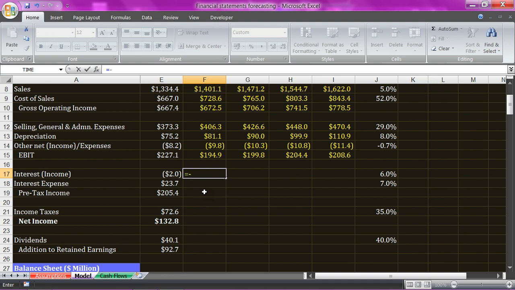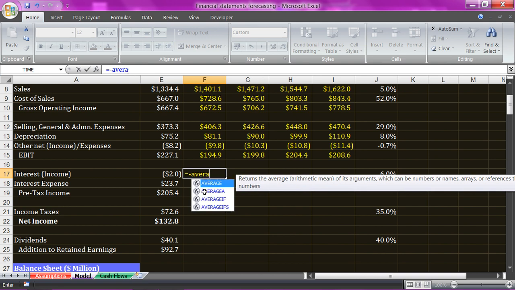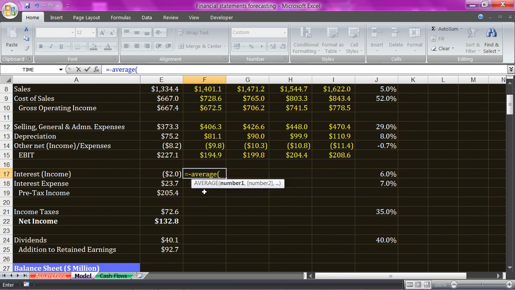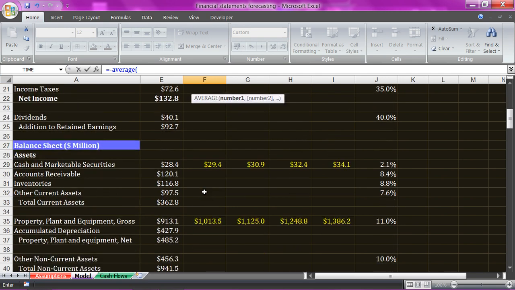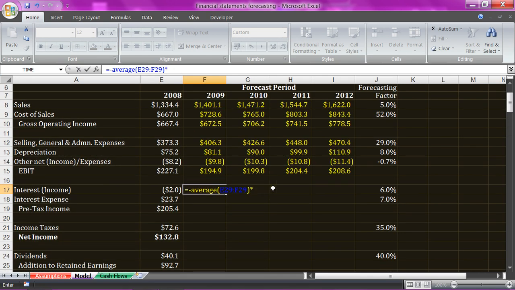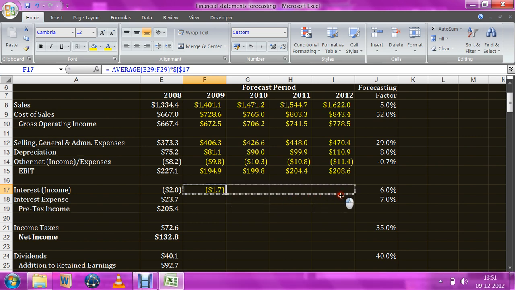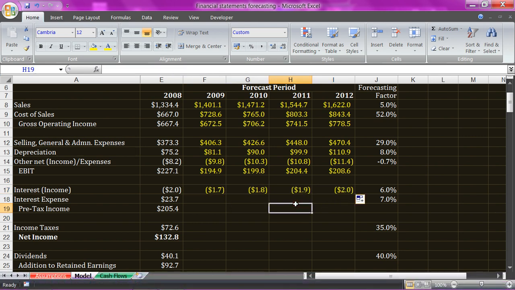So minus average, we need to take the average of the 2008 and 2009 data. So the average of these two multiplied by 6% and F4, because we have to freeze it. We got this one, and we need to drag till the end.